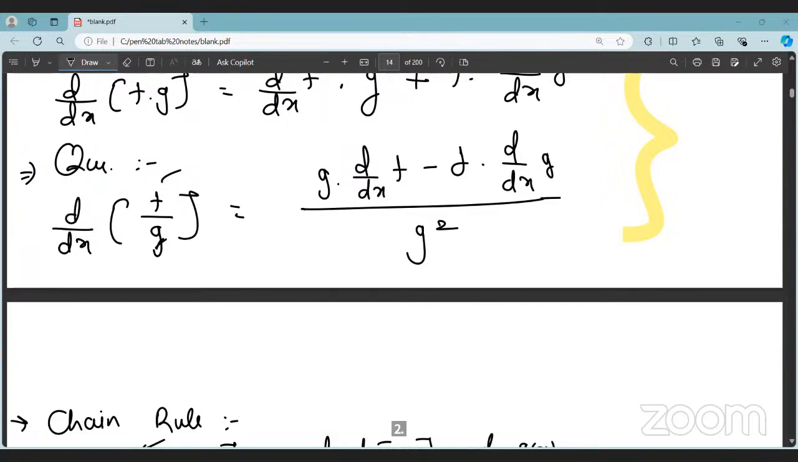Ma'am, could you explain the chain rule once again? Yeah, sure. So what is the chain rule? If we have a composition of functions, then how can we find the derivative of such things, right?